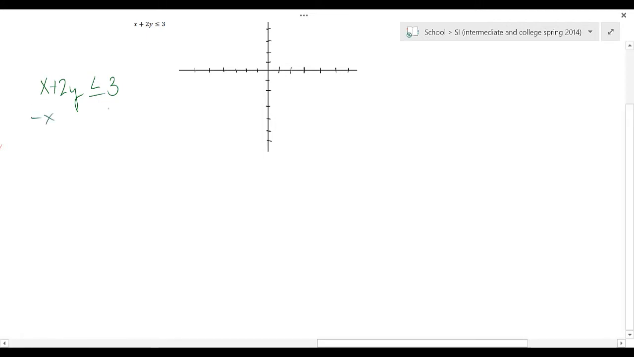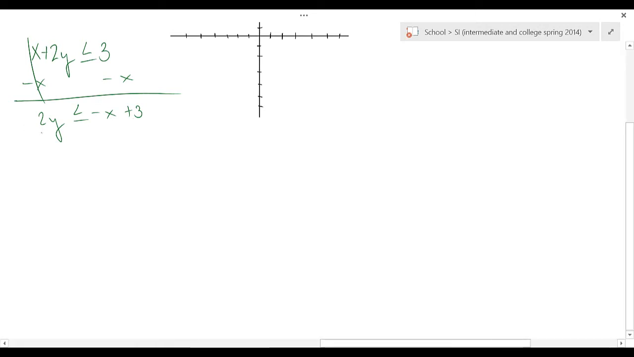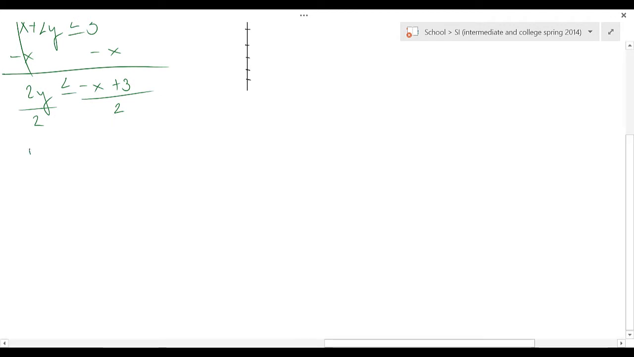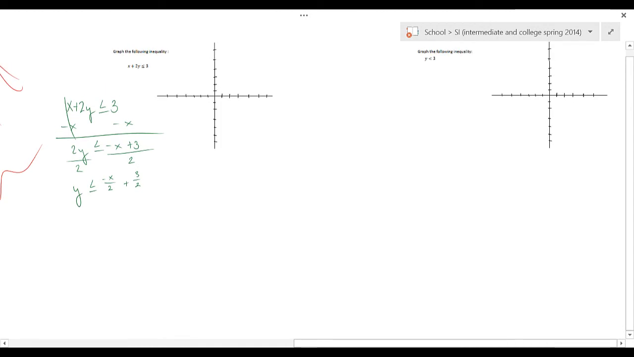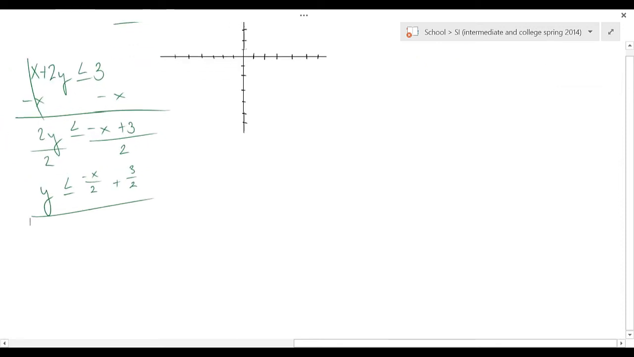So I'm going to subtract x from both sides, and I get 2y less than or equal to negative x plus 3. Now let's divide both sides by 2 to solve for y. So I get y is less than or equal to negative x over 2 plus 3 over 2. Awesome. So that's our line. These lines are equal. They're just in different forms. They mean the same thing. So I'm going to graph this.